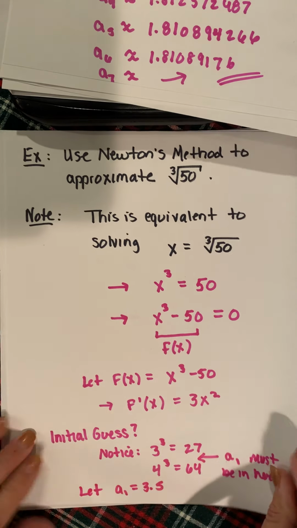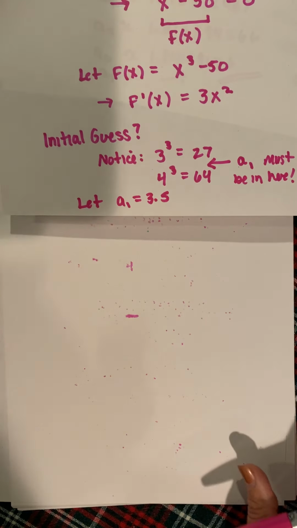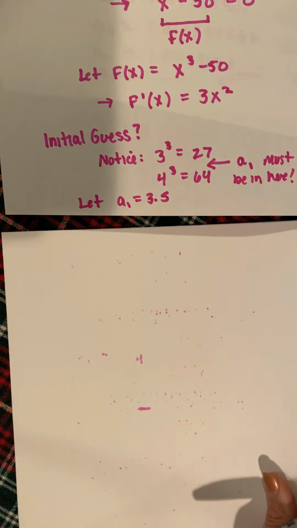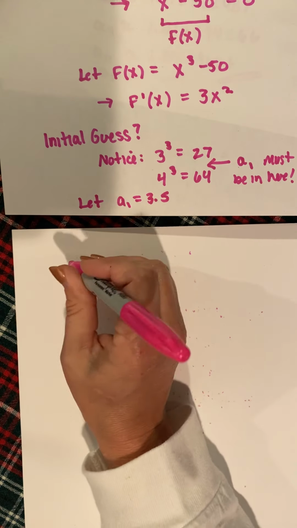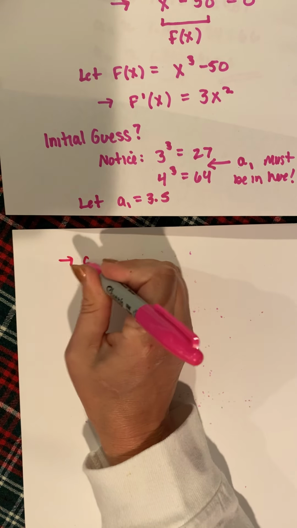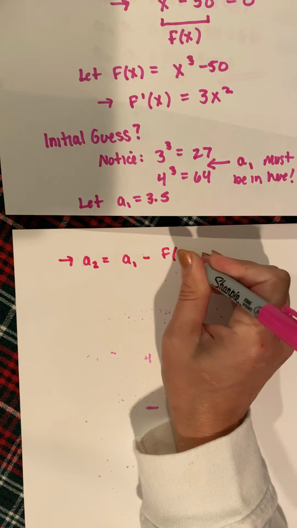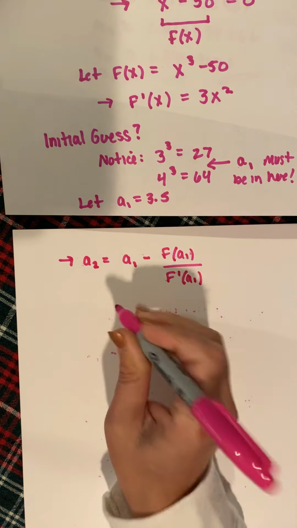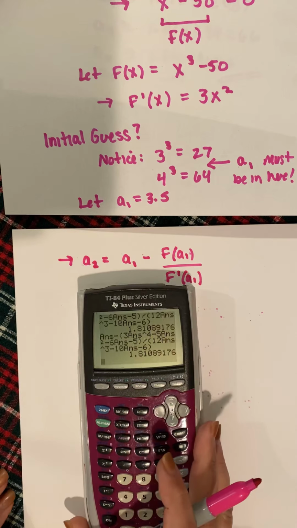All right, so we have our function, and we have our initial guess. So now we're going to use our template. This is all stuff you could do without a calculator, but we don't. We're just trying to understand the process. So a2 is going to be a1 minus the function evaluated at a1 all over the derivative at a1. I'm going to use my calculator because I have the technology to do it.